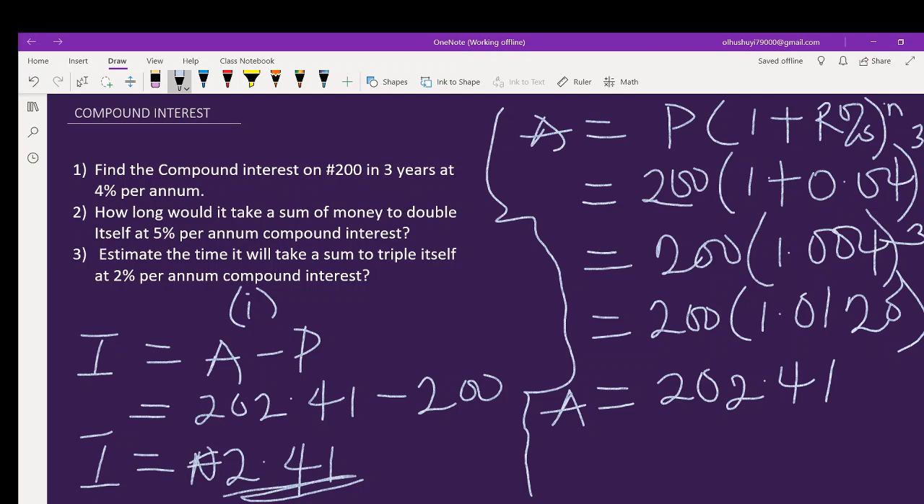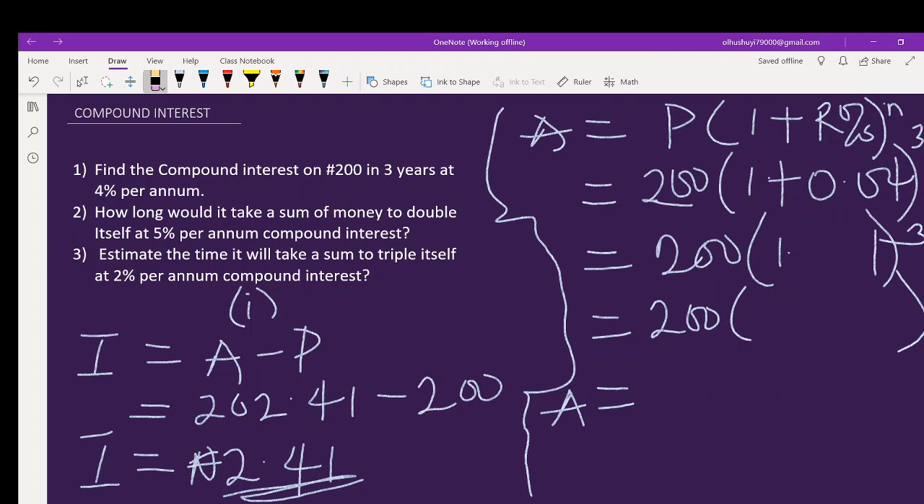Okay, I think there is something we need to correct here quickly. So we have 1.04, not 1.004. So please let's correct this. It will be 1.04. So the values here will change. You get that?